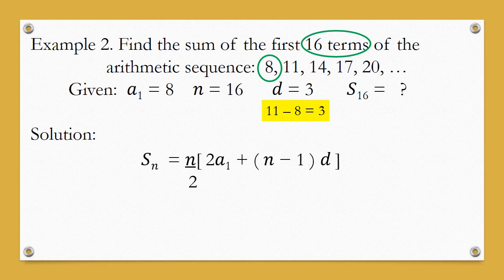Okay, by solution, gagamit tayo ng formula. So, our first term is given, but the last term is not given. Di katulad kanina, ang first term is given and last term given. So, medyo madali lang ang formula. So, ngayon, hindi natin alam ang last term. So, that's why itong formula ang gagamitin. We have S sub n equals n over 2 times 2a sub 1 plus n minus 1 times d.